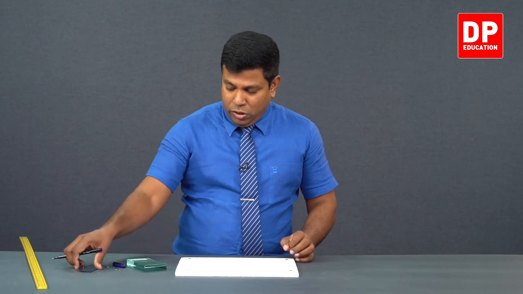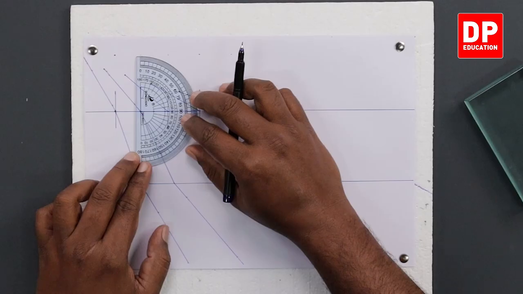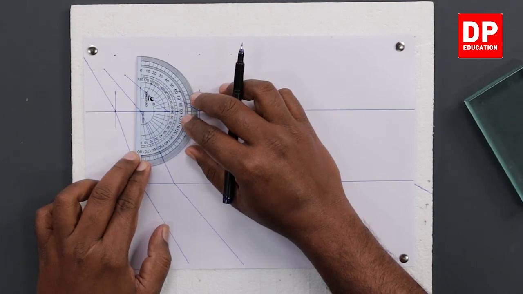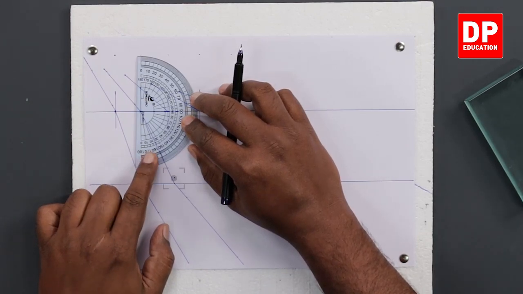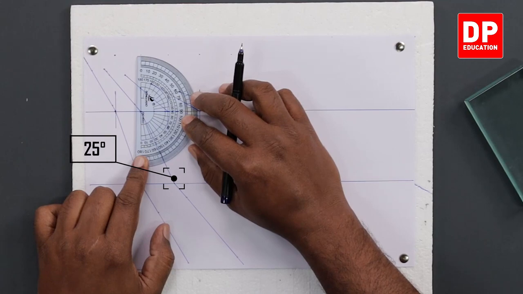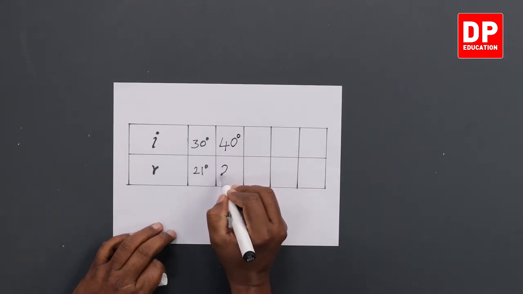Again, like we did previously, let's measure the angle of refraction. This practical, the second one, we are doing for 40 degree angle of incidence. For 40 degree angle of incidence, let's see how much is the angle of refraction. So we get 25 degree as the angle of refraction for 40 degree angle of incidence. So let's mark this on the other piece of paper where we have a table. So I is 40 degree this time and R we have got 25 degree.